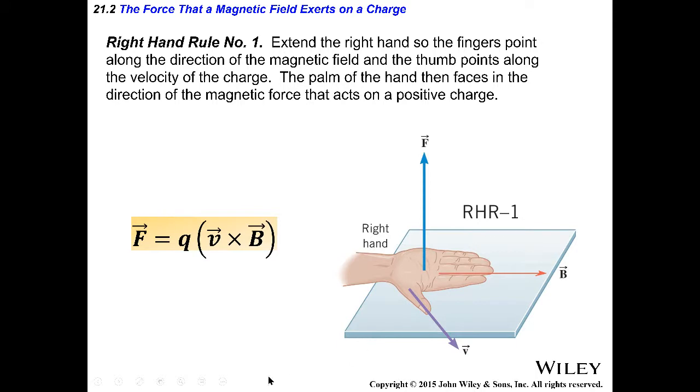You got it? So this is the right hand rule, and it's important to have your right hand. I don't know how you would do it with the left hand, and if you do it, you have to invent your own.